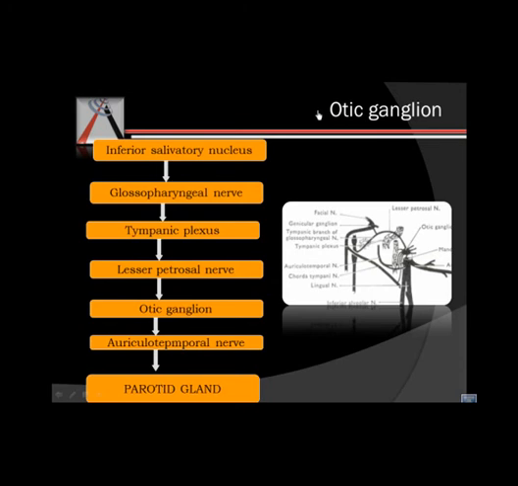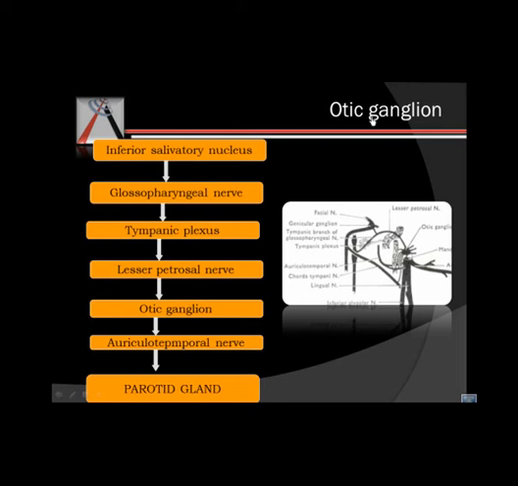Next, we will see the otic ganglion. This is the third ganglion, the third parasympathetic ganglion we are talking about today. The first ganglion was the ciliary ganglion that was associated with the oculomotor nerve. The second ganglion that we discussed was functionally associated with the facial nerve but was very close to the maxillary nerve.